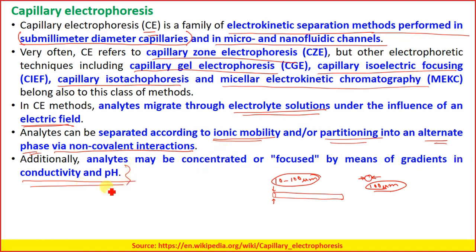Okay, this is an important additional thing we can have. So basically, when you talk about pH, analytes can be concentrated or focused by means of gradients in conductivity or pH. I can tell you an example of this for pH: you will find IPG strips.